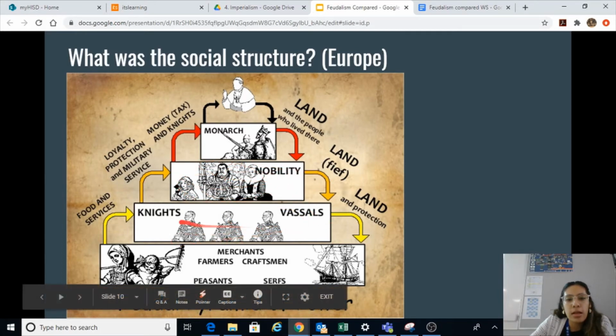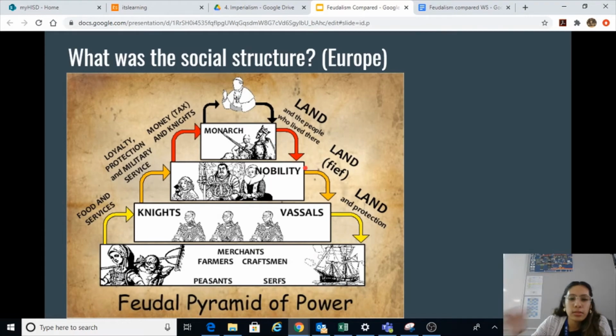And then the knights are going to have the peasants, and in this case they were serfs, they're going to have them work the land. So this is how it's very similar to Japanese. And then if you notice right here, this guy is the Pope.